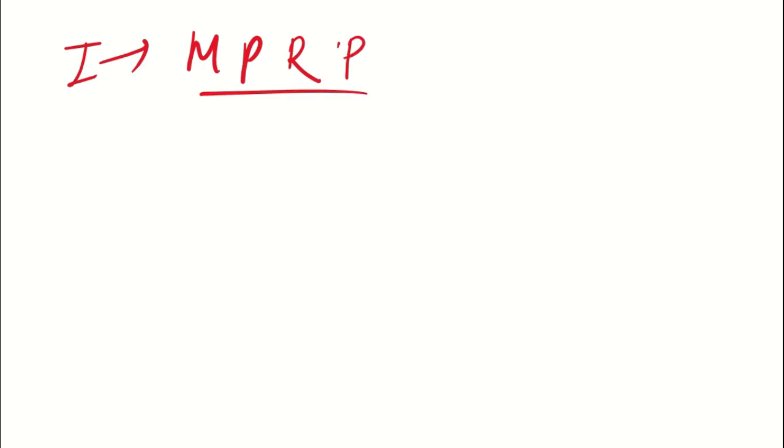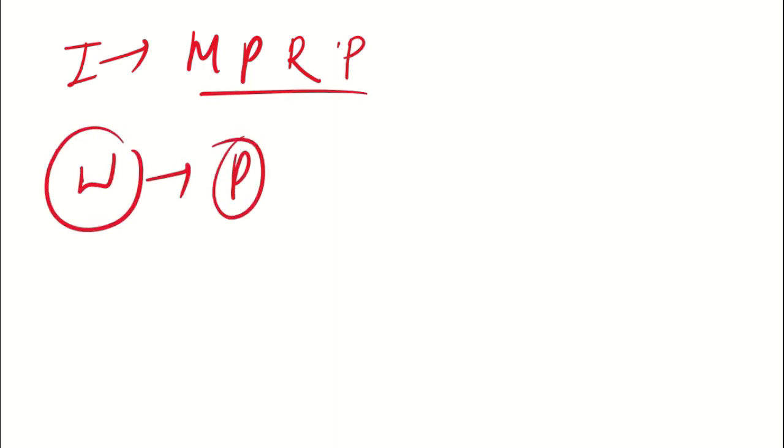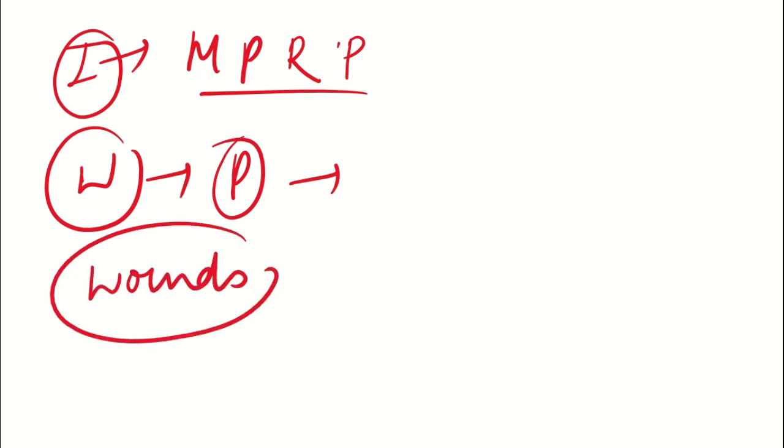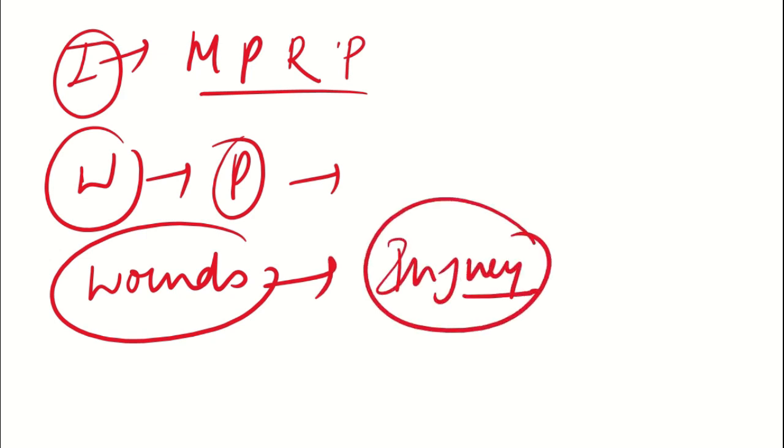Now the basic difference is that injury has a mental component, a physical component, reputation, and property. Okay, but wounds have only a physical component. So wound is a narrow term as compared to injury. So the correct statement is that all wounds are injuries, but the opposite is not true. All injuries are not wounds. Okay, so I'm expecting this video has covered most of the doubts regarding the definitions.